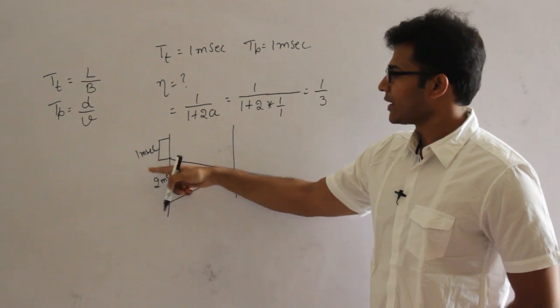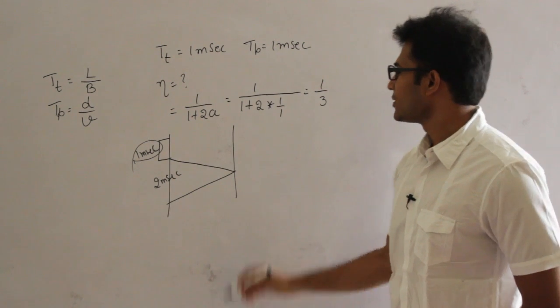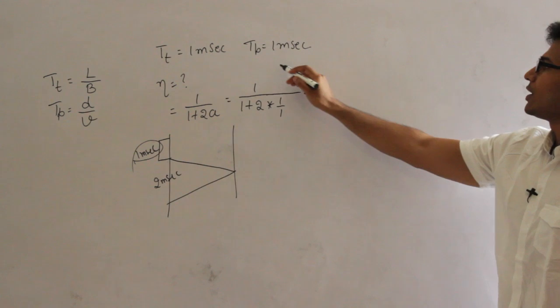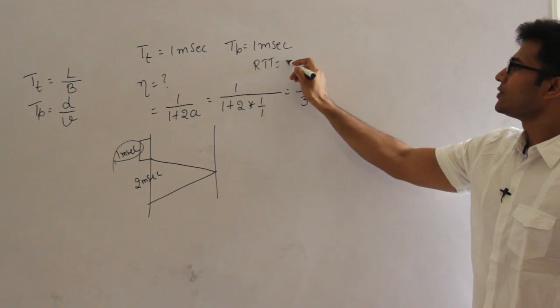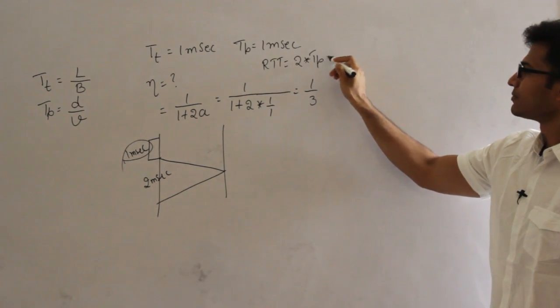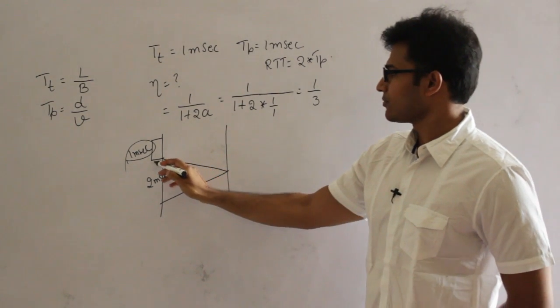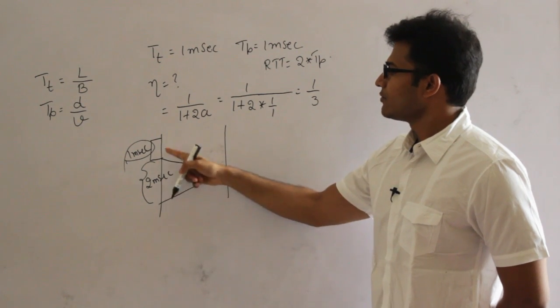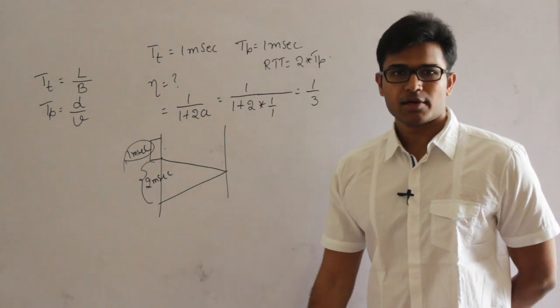Out of these 3 milliseconds, I am able to use only one part. That is, the efficiency is 1 upon 3, right? Sometimes there is something called round trip time. Round trip time is 2 into TP. So this entire thing is round trip time. What is happening is, we are transmitting one packet and we are waiting for one round trip time for the packet to come back.